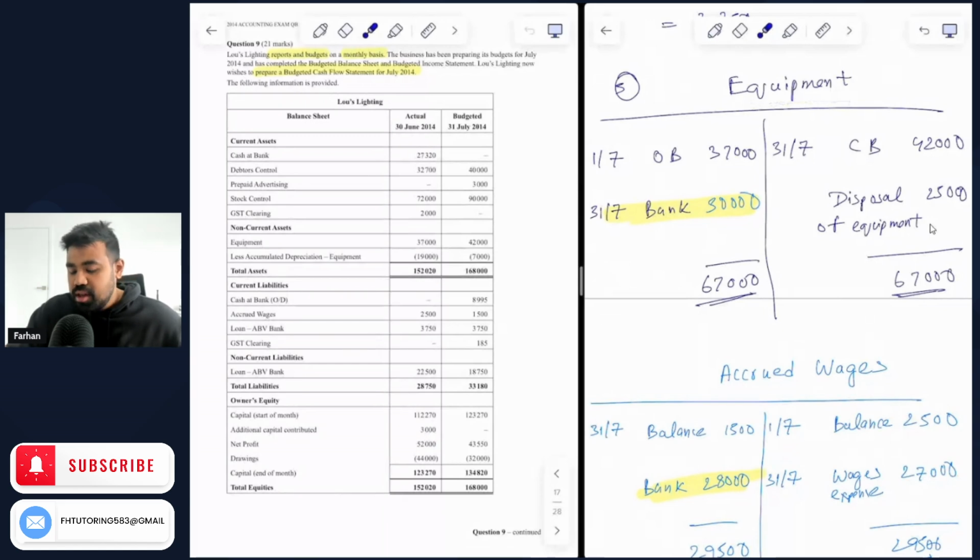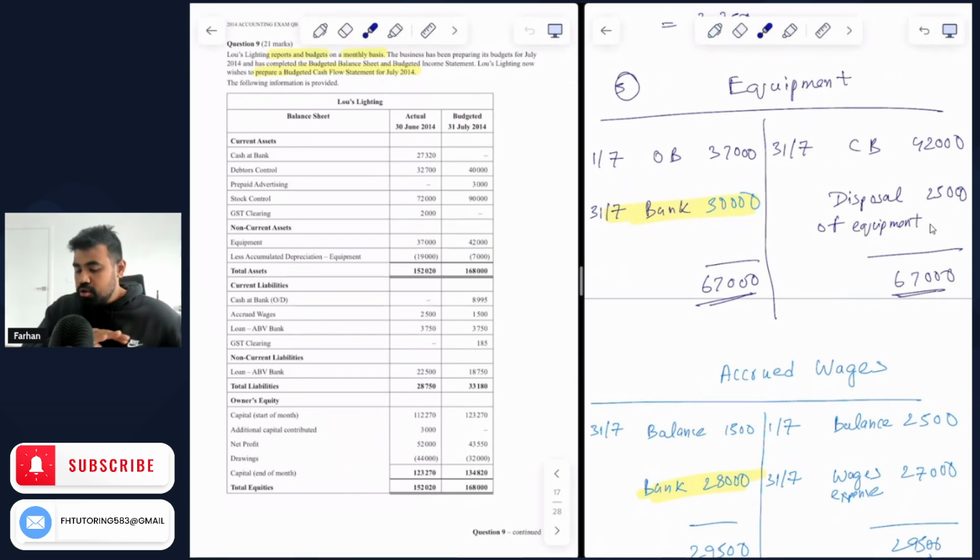Now, assets by default should always have an opening balance on the debit side of the ledger account and a closing balance on the credit side. This means that assets, when they increase, we debit them, and assets, when they decrease, we credit them. So on the debit side, you can see the opening balance on 1st of July is $37,000, and on the credit side, you can see the closing balance at 31st of July of $42,000, both of which have been taken from the balance sheet.